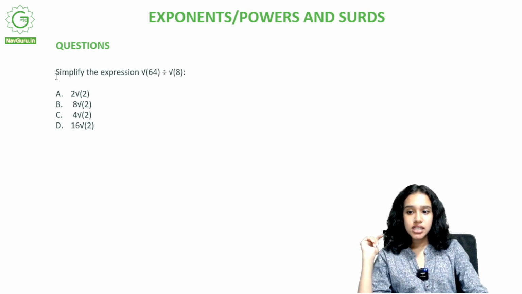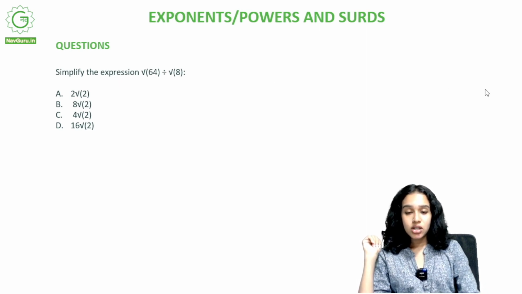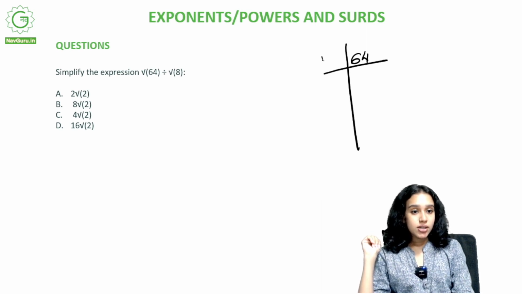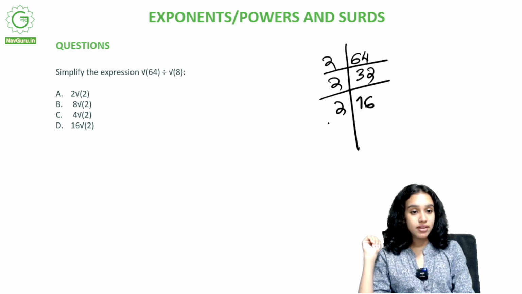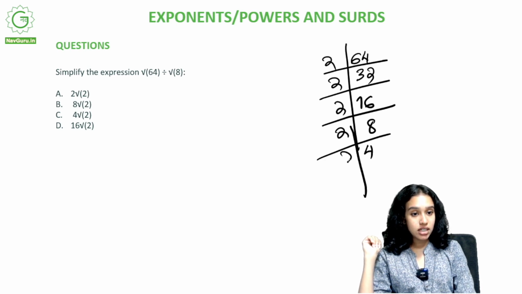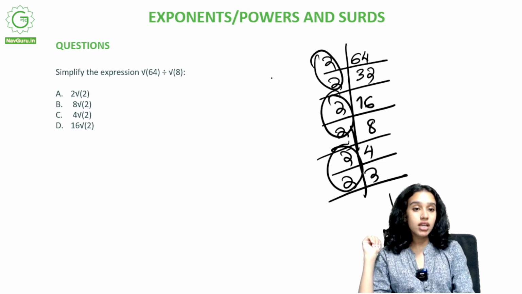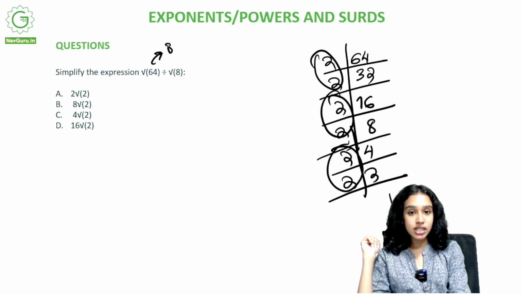Now simplify the expression root 64 divided by root 8. So what is root 64? Again, prime factorization. 2, 32, 2, 1 2s are 2, 1 2s are 2, 6 2s are 12, 2, 8, 2, again 4 2s are 8, 2, 2, 2 and 1. So 2 into 2 into 2. So 2, 4, 8. We have root of 64 as 8 here.